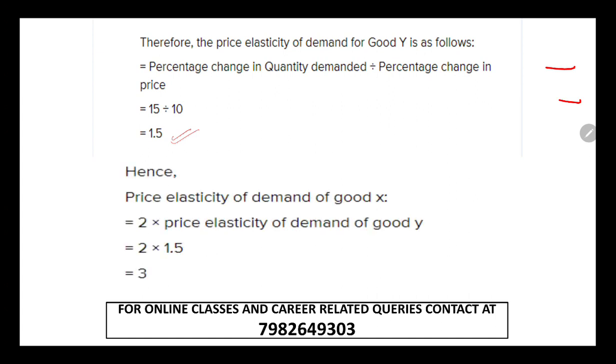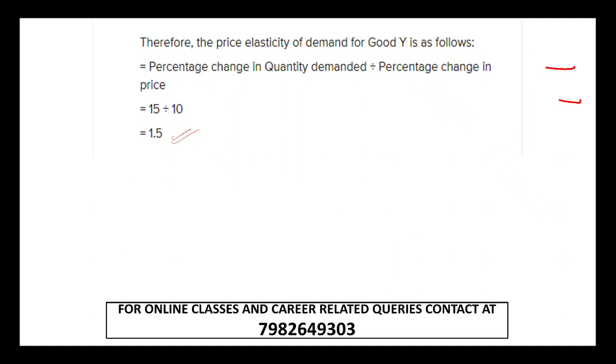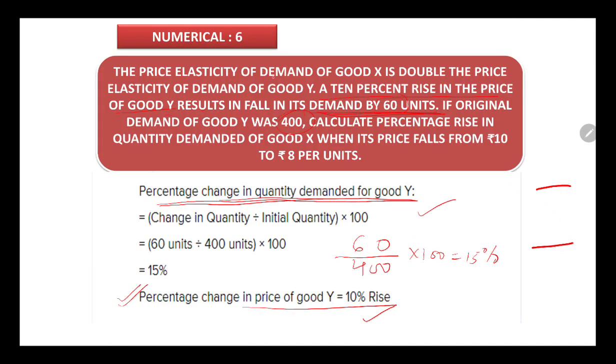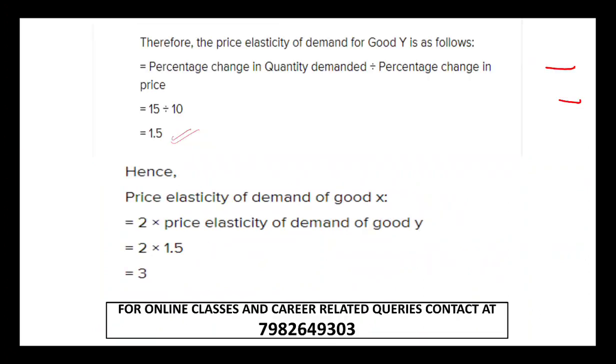Also, it was said earlier, just see over here, the price elasticity of demand of good X is double the price elasticity of good Y. Now you already know the price elasticity of good Y, so you can just put it down, right? The price elasticity for good X is twice the price elasticity of good Y. So 1.5 was for good Y, and 3 is the price elasticity for good X. Okay? Next, moving ahead.